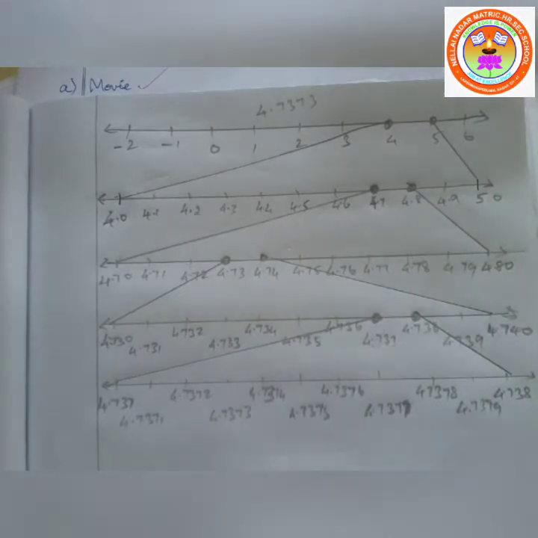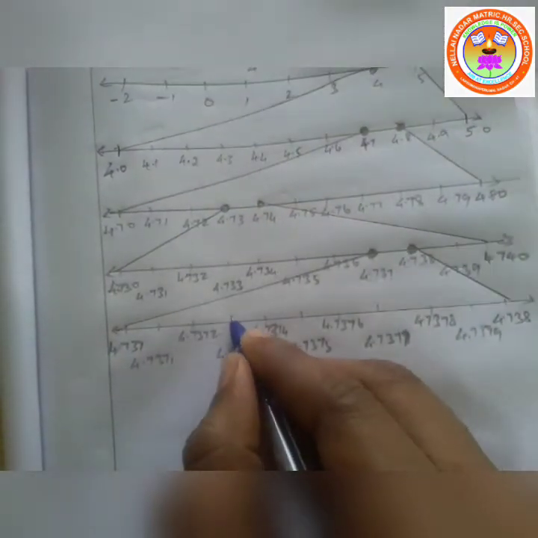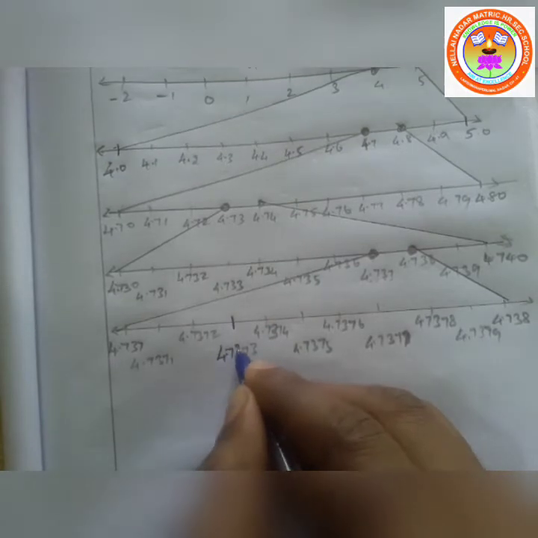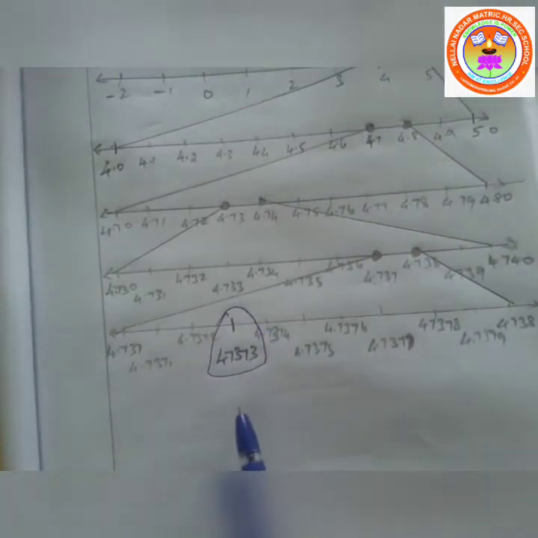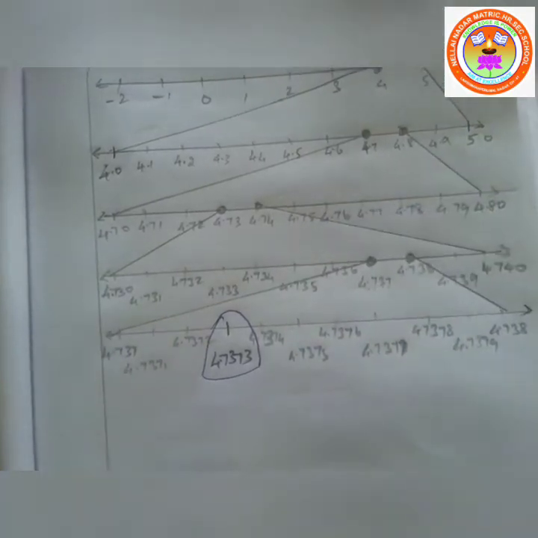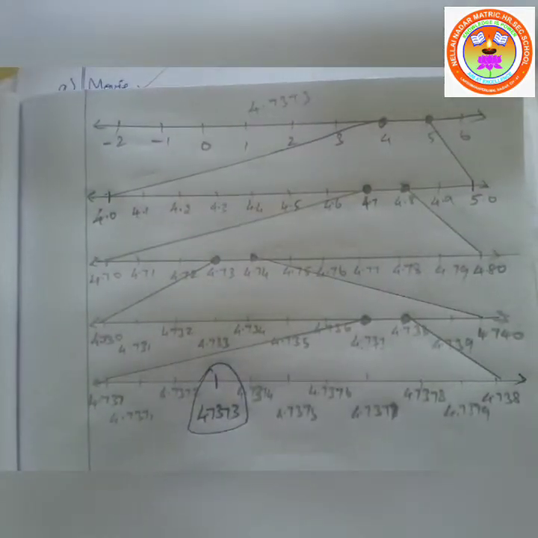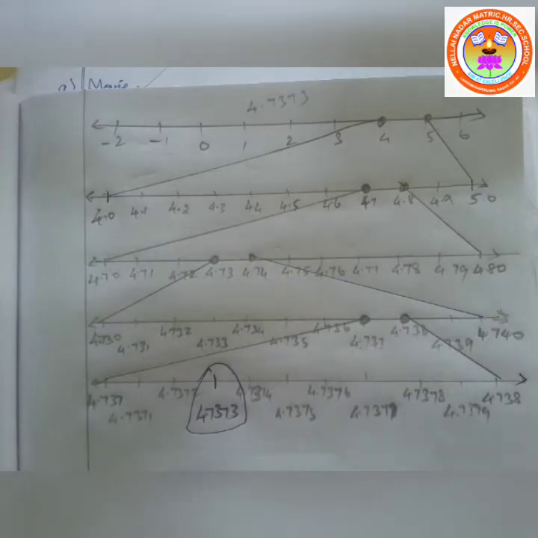So now where our number lies, it lies here, 4.7373. This is our required number represented in the number line. Are you able to understand, children? Yeah. Now we'll move on to the next exercise.